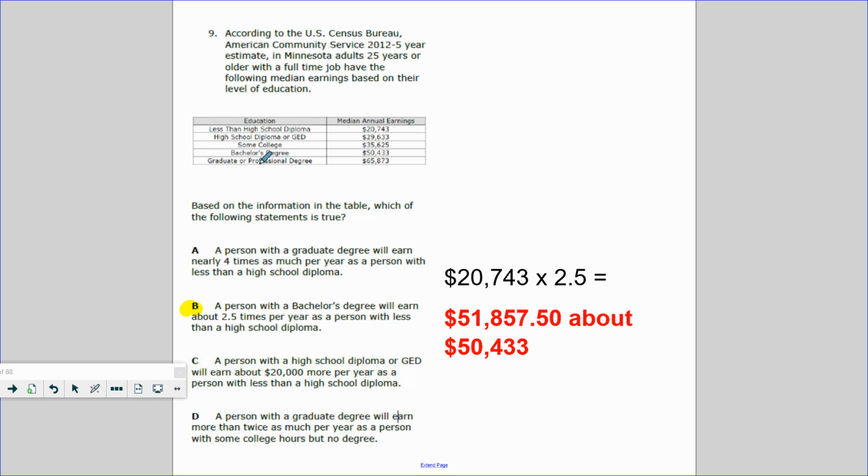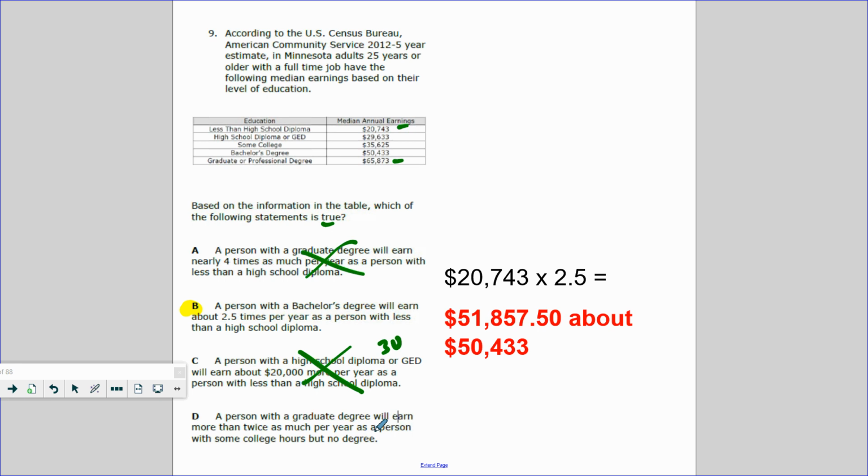These are the different education levels, and these are the different amounts of money you would make at each education level. So which one is true? A person with a graduate degree will usually make about $65,000, will earn nearly 4 times as much as a person with less than a high school diploma, 20. What's 4 times 20? That's 80. That's not correct. Let's go to C. A person with a high school diploma, that's about 29,600, about 30,000, will earn about 20,000 more than a person with less than a high school degree. That's not 20,000. That's only 10,000 more.